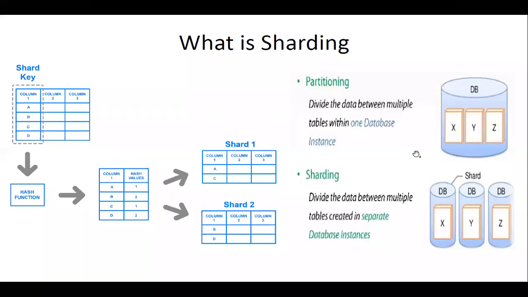Suppose you are splitting the partitions into multiple separate database instances that will be running on different database servers. You can see here X is one shard which is running in shard 1, and Y is another partition which is running on another database server, and Z is another shard running on another database server. Whereas here, X, Y, Z, all three partitions are running in a single database instance. So that's the key difference between partitioning and sharding.